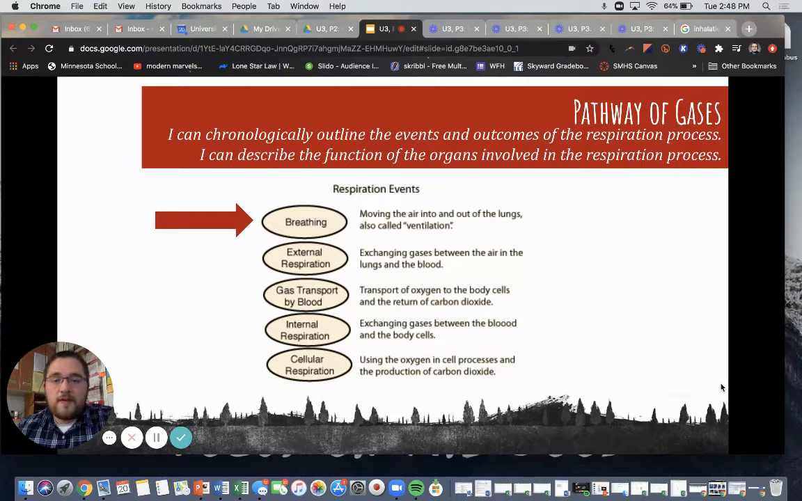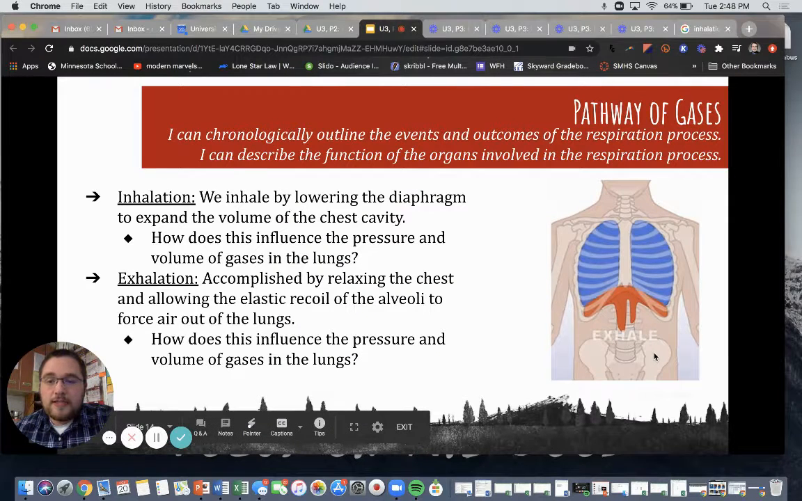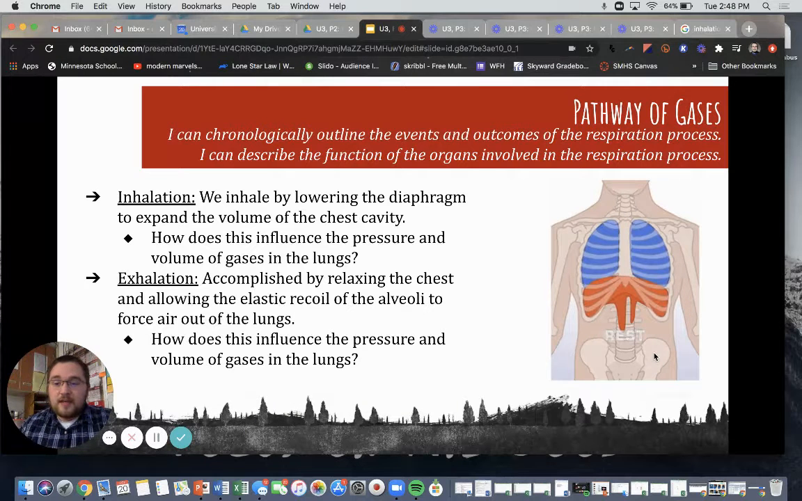Breathing is when we move air into and out of the lungs. This can also be called ventilation through the process of inhalation and exhalation. Inhalation means simply when we inhale or breathe in, like this.